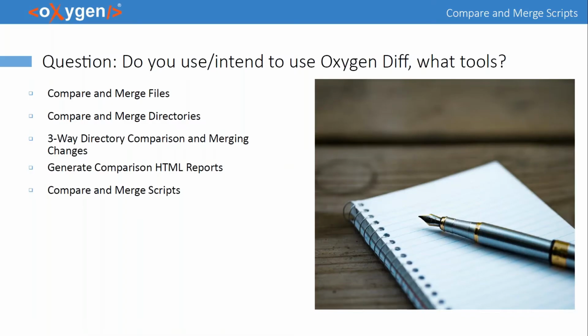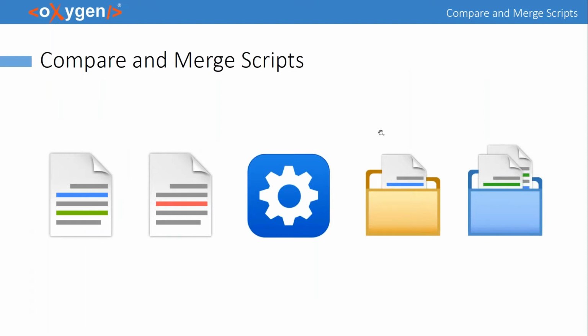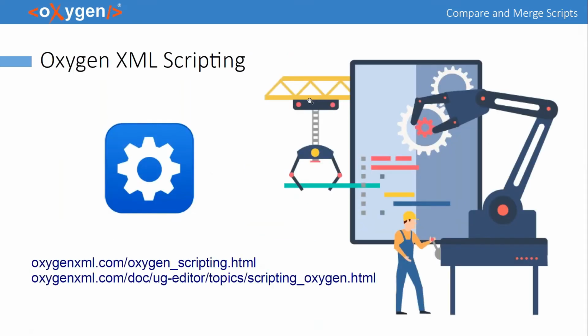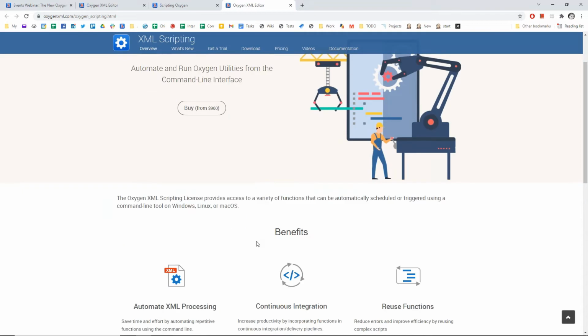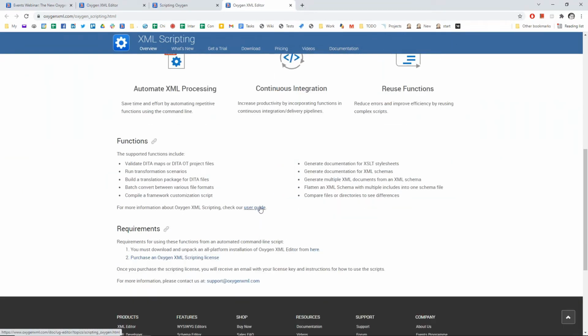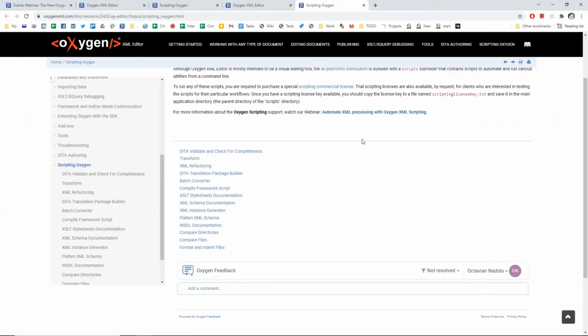We can go further now and see the compare and merge file scripts. This tool to compare and merge files or directories is available in the Oxygen XML Scripting product. So this is a different product, and there are also other tools available in the Oxygen XML Scripting. You can check this on our website if you want to see all the support that we have, or in the user manual. So we have support in this scripting to validate documents or to transform documents, or XML refactoring, or batch conversion, generate documentation, and also these new tools to compare files and merge them. So the XML scripting support helps you to use all these tools from the command line or from a continuous integration server.